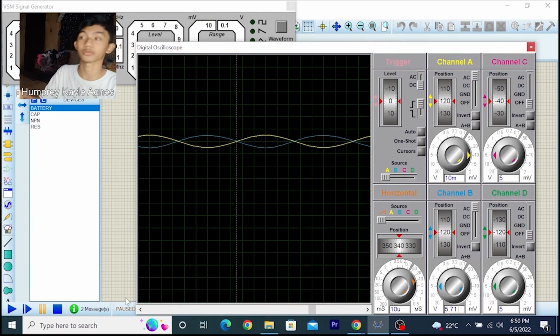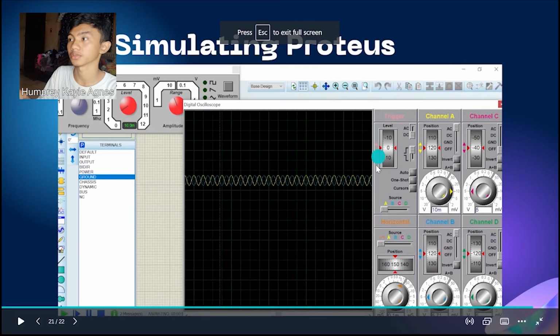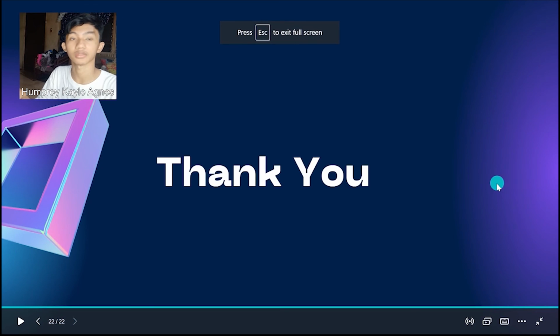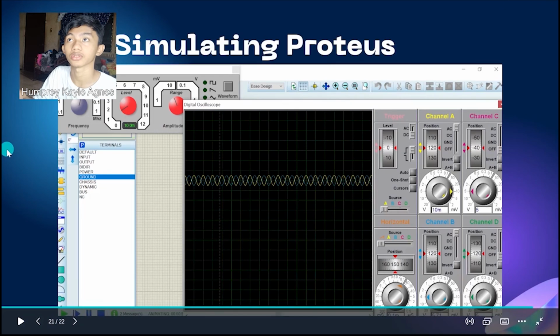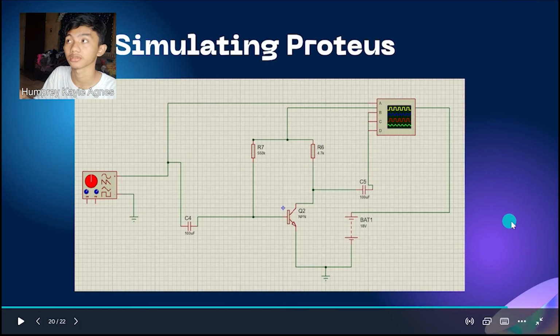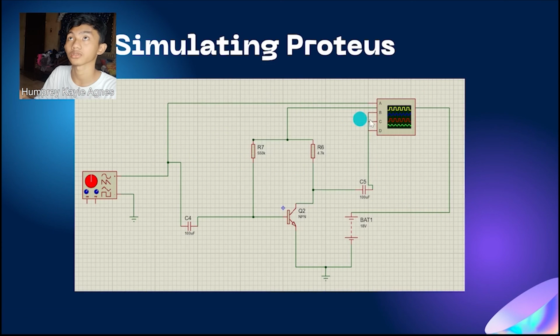We're done with the voltage gain, or the ratio between the voltage of the input and the output. We're done with this, and that's all. We've proven our theoretical value through the use of Proteus.